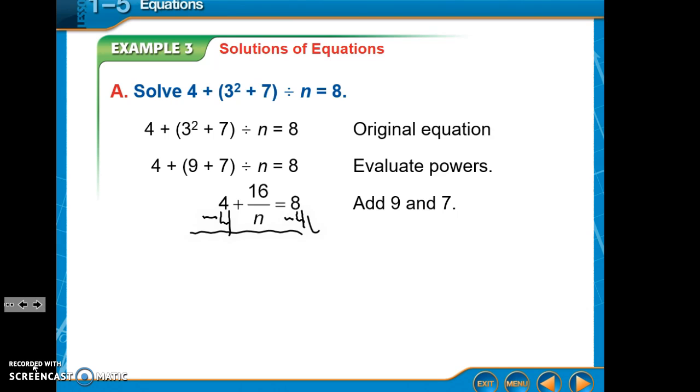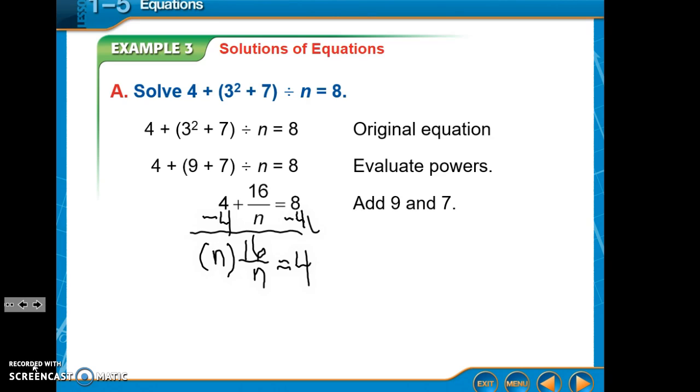We're going to do it my way. So we have 16 over n equals 4. All right, this is 16 divided by n. What's the opposite function of division? How do we undo that division? Times it. If we multiply this side by n, what do I have to do to the other side?